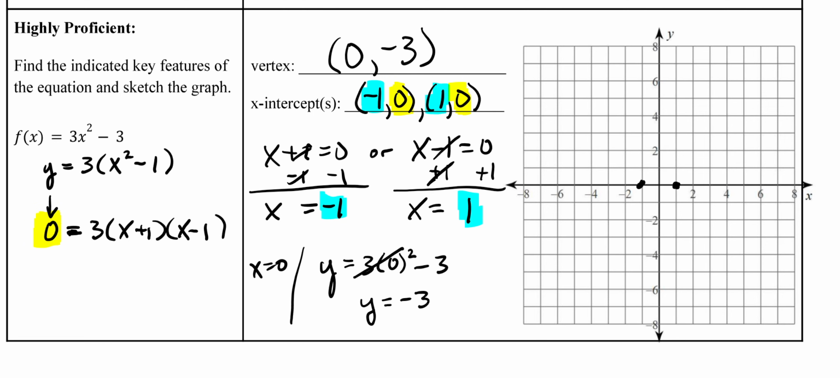And so I go over here at 0, and I go down to negative 3, and then I can draw my sketch. So it goes up kind of like that, and like that on the other side as well. So it's U-shaped, and that's kind of what it looks like, and there you have it.